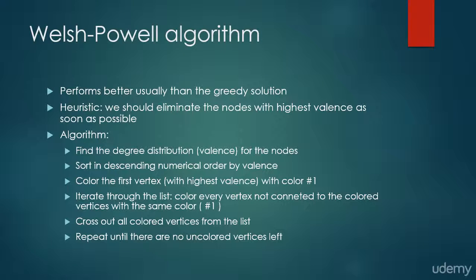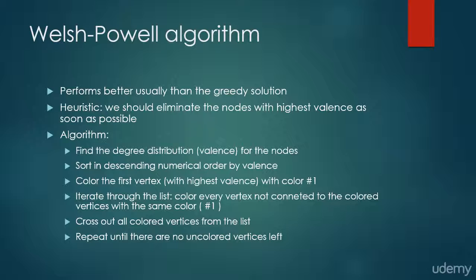Another approach, as I said earlier, is the Welsh-Powell algorithm. It usually performs better than the greedy solution, because we use a simple heuristic. We should eliminate the nodes with the highest valence as soon as possible, because the more neighbors a node has, the more problematic it gets to color that given node. And it's very important that valence means the number of neighbors. I don't know why they gave this name, but whatever.